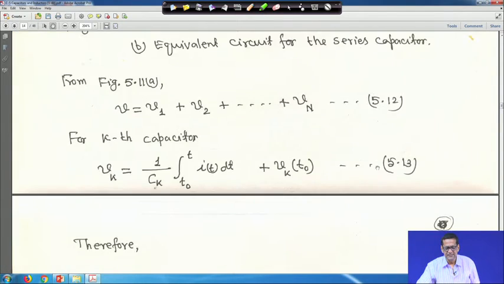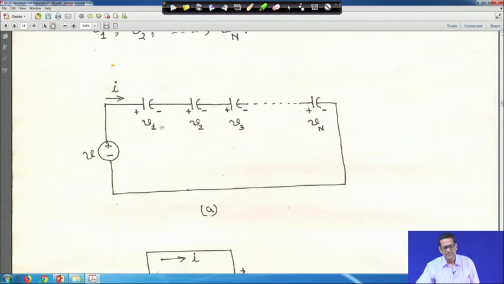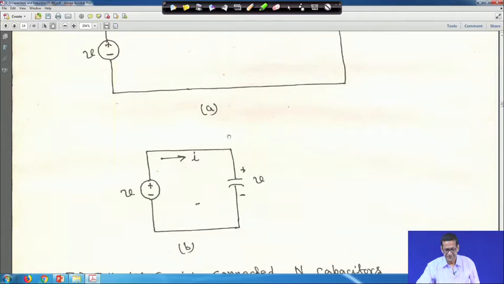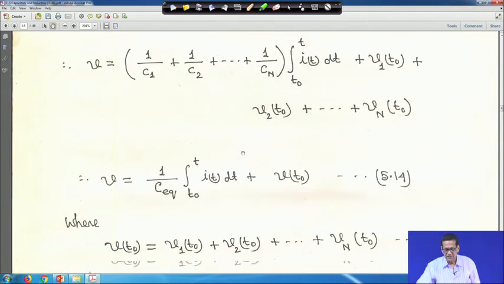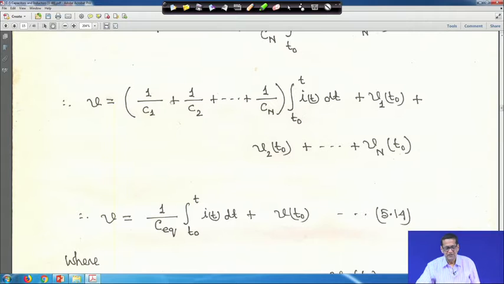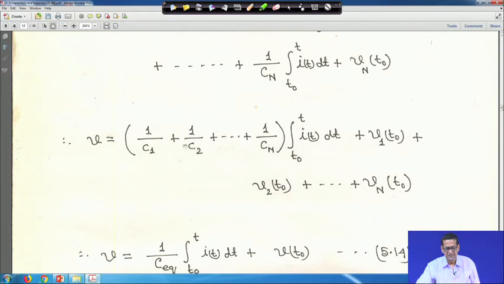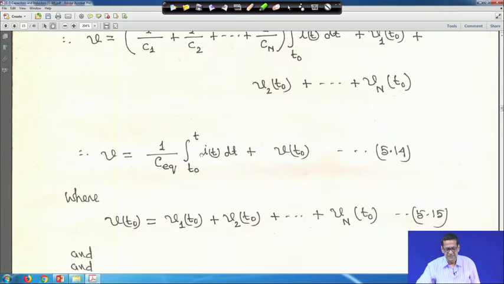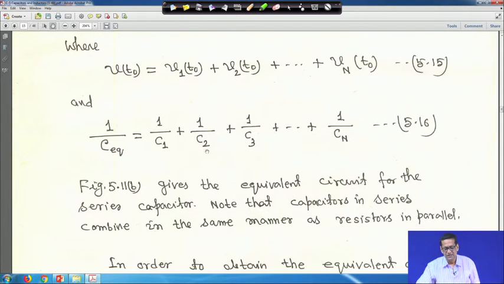Now, V(T0) is equal to V1(T0) plus V2(T0) plus Vn(T0), because the circuit is like this. This is the circuit, and at the initial time t equal to T0, it is V1(T0), V2(T0), and so on, so V(T0) here will be the sum of all of them. Therefore, if you compare equation 14 with this equation, 1 upon Ceq is equal to 1 upon C1 plus 1 upon C2 up to 1 upon Cn, that is, the summation of reciprocals, something like this.